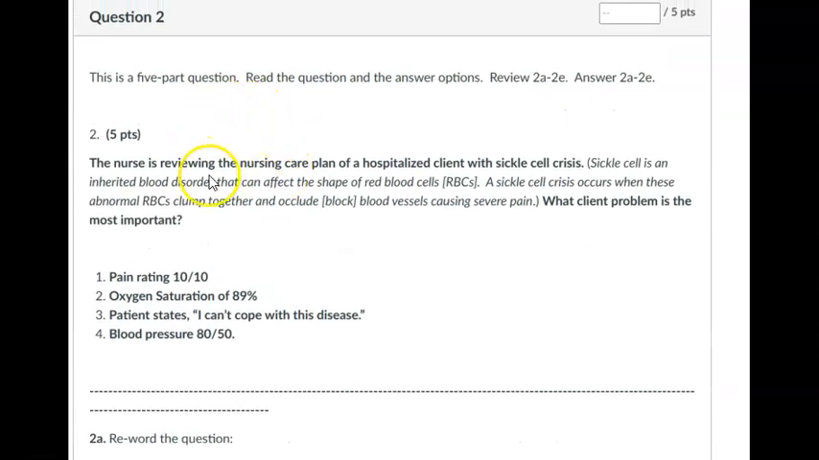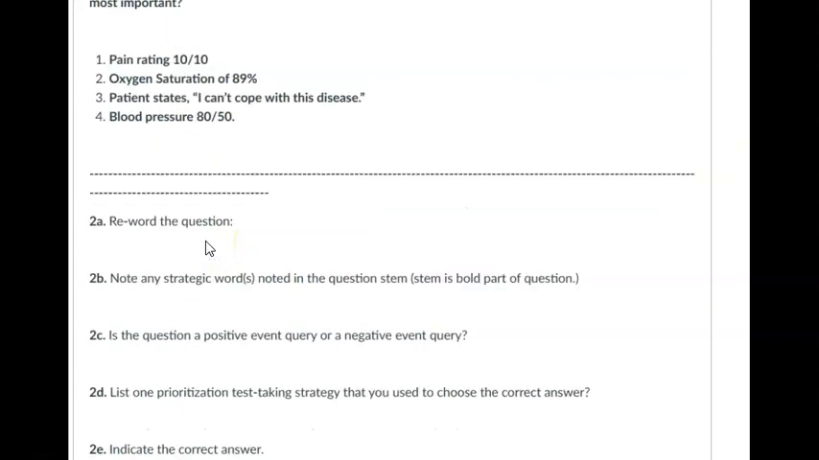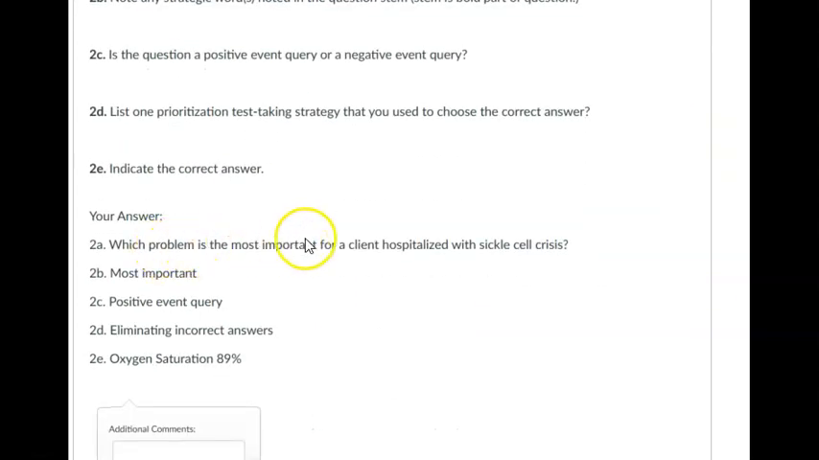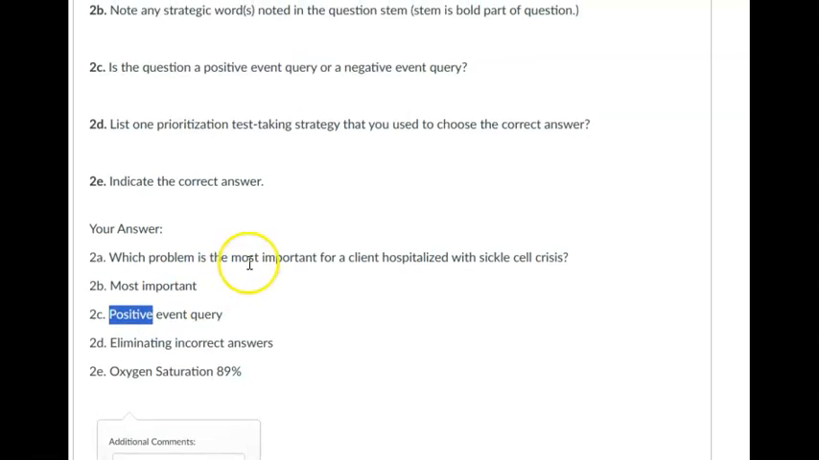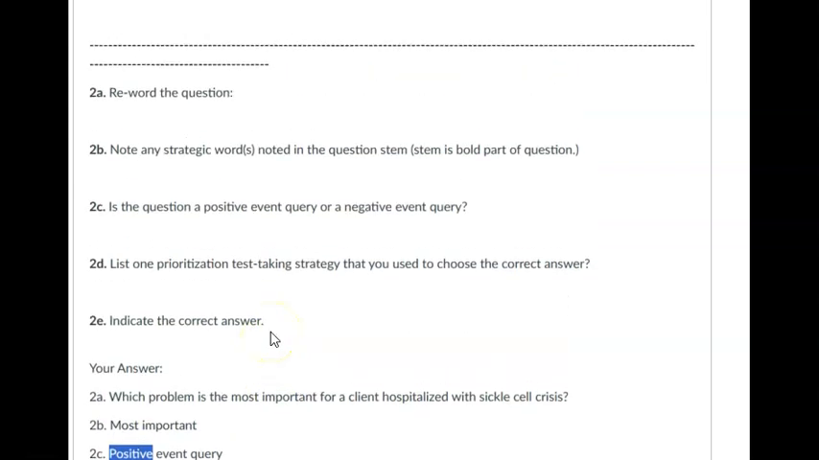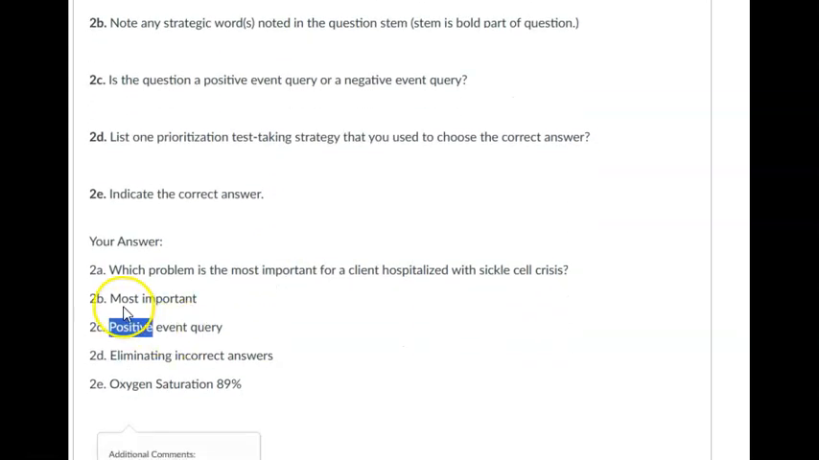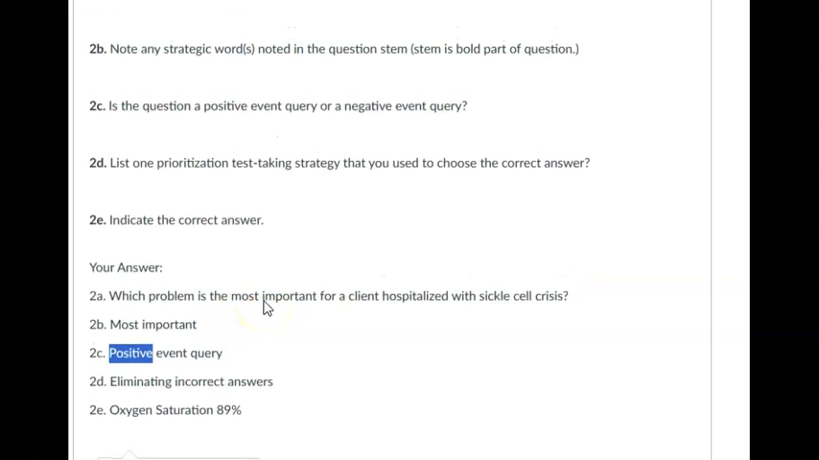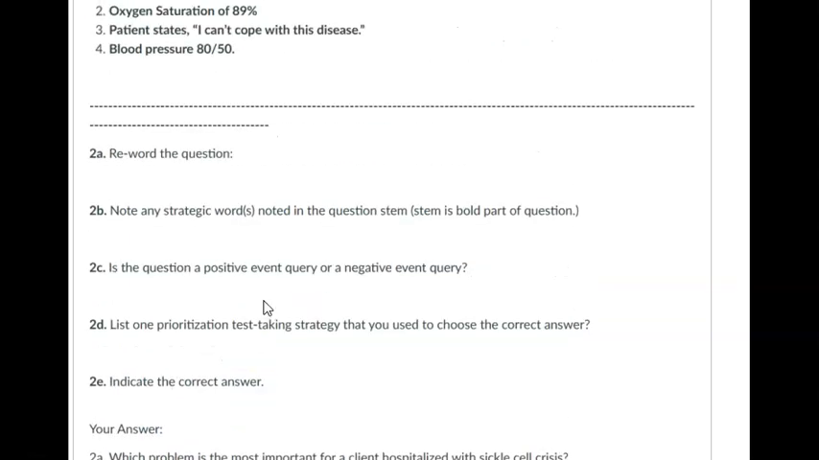Here we got another one. Nurses reviewing care plan for hospitalized patient with sickle cell. Which client problem is most important? So same sort of procedure here. What's most important for a client hospitalized with sickle cell? Keywords there is most important. We know it's a positive event query there. Eliminated incorrect answers, the student put as the strategy they were using. Since it's using that most important to cue that it's a prioritization, you could use some prioritization strategies with it.